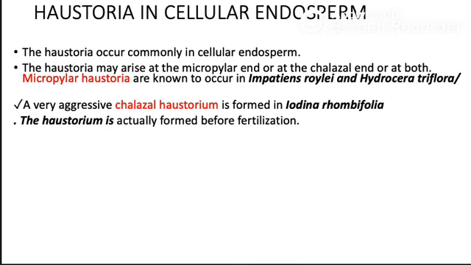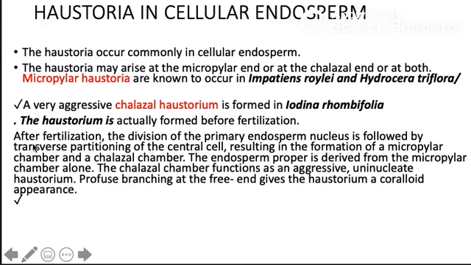So how is this chalazal haustorium formed? The haustorium is usually formed before fertilization. This is something important and very interesting because the endosperm in angiosperms is actually formed after fertilization, but in the chalazal haustorium of Iodina, the haustorium is formed before the fertilization.